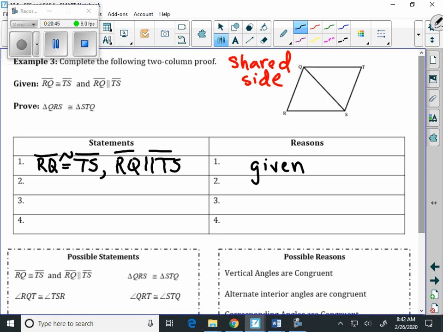Also put in there, what are we trying to prove? We're trying to prove triangle QRS is congruent to triangle STQ. Again, we've got two choices for that answer. It's either going to be side, side, side, or it's going to be side, angle, side.